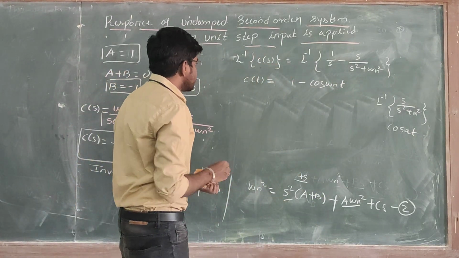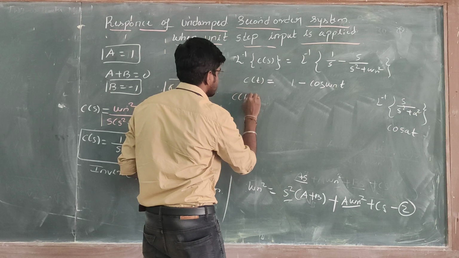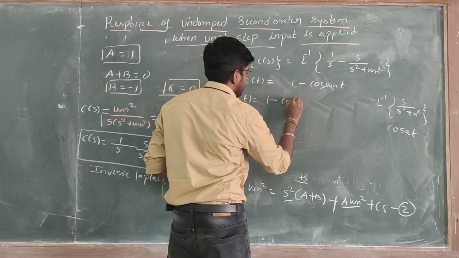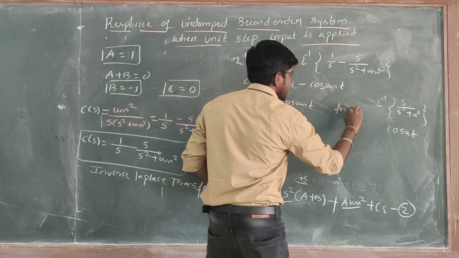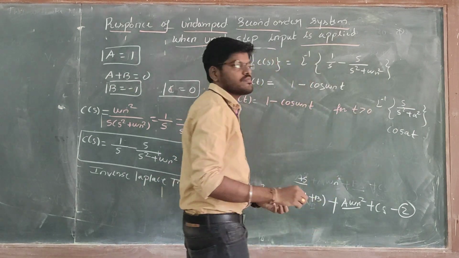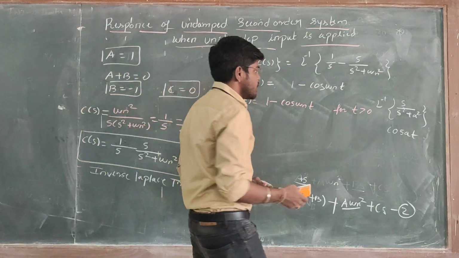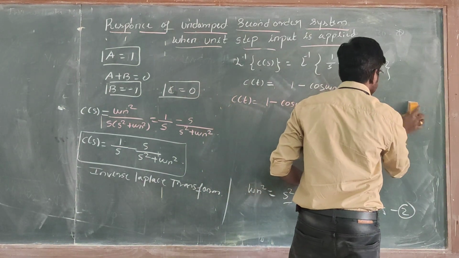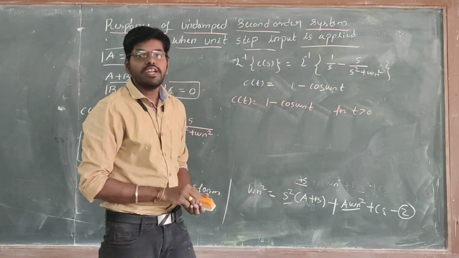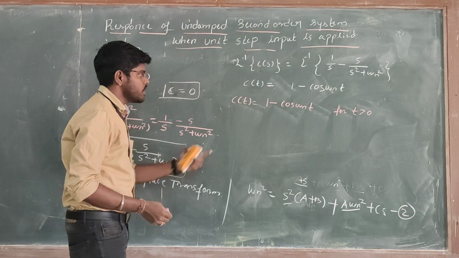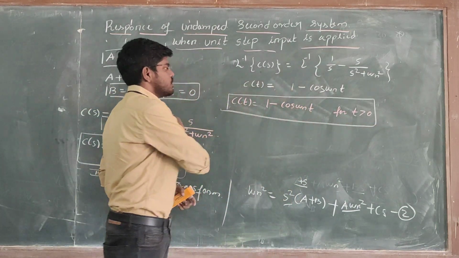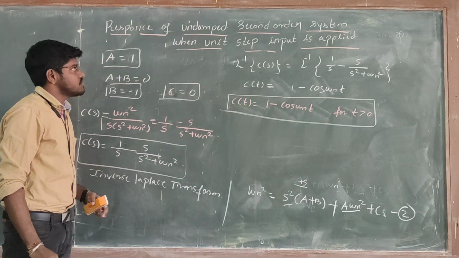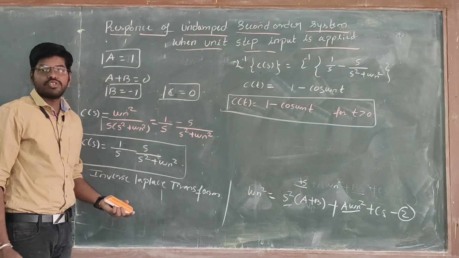Okay, so finally we got the response C of t as 1 minus cos of omega n into t, for, remember, t greater than 0. Because we have taken step input, the step input is always there when t is greater than 0. Okay, so this is a complete time domain response of second order system for undamped system.